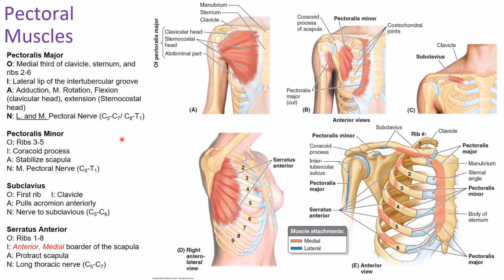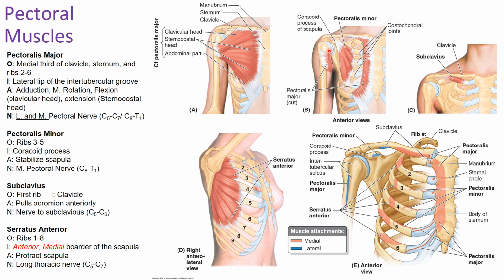The pectoralis minor muscle is located deep to the pectoralis major muscle. So deep to the pectoralis major muscle. It is going to originate from ribs 3 through 5 and is going to insert into the coracoid process. That coracoid process, remember, is a process off of the scapula.